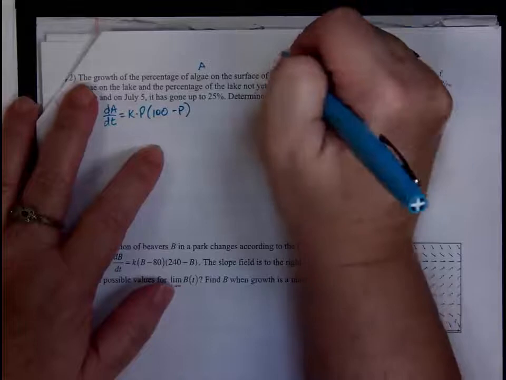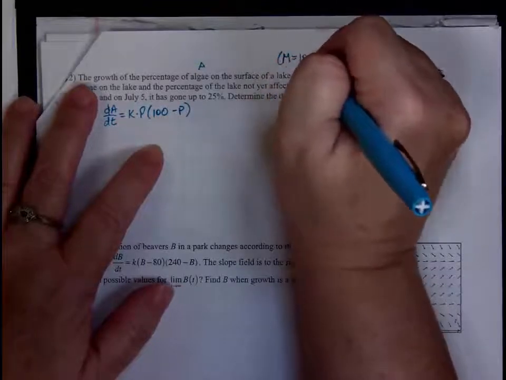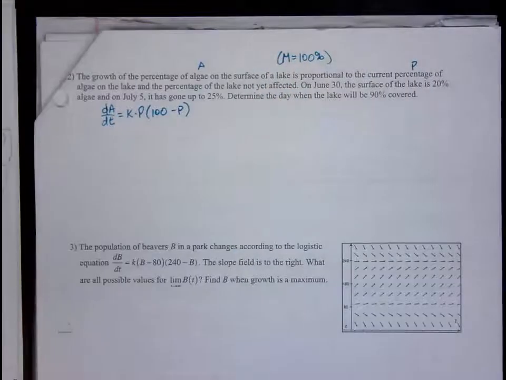I'm going to write that up here. M is 100%. Okay? So that's the formula. It says the amount of the lake that is affected, that's a percentage, and the amount that's not done is 100 minus that. Does that make sense to everybody? Because if 25% is covered, 75% is not.